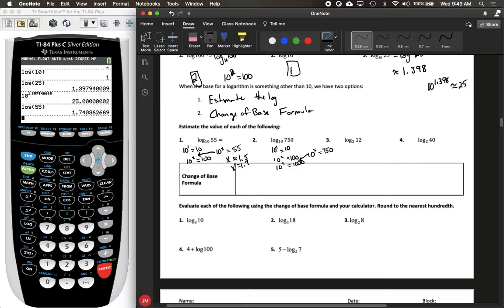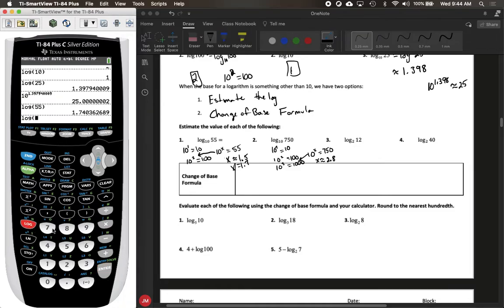This time 750 fits between 100 and 1,000, so we know our exponent is going to have to be somewhere between 2 and 3. Now 750 is a lot closer to 1,000, so I'm going to say it's probably a lot closer to 3, maybe something like 2.8 or 2.9. And then let's go ahead and check and see how close we were.